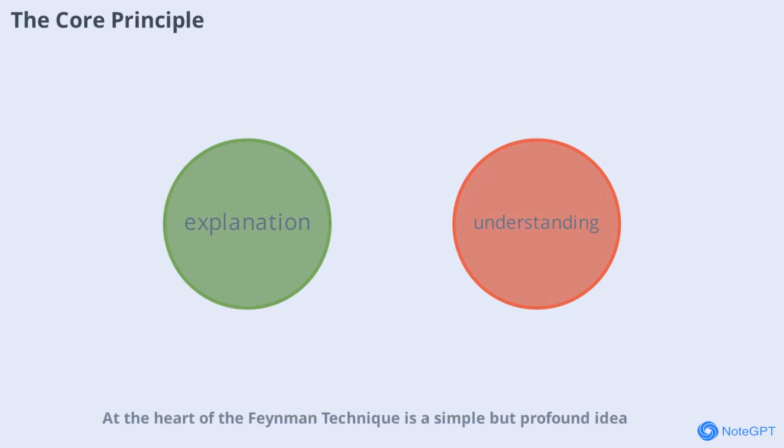The heart of the Feynman technique is a simple but profound idea. If you can't explain something simply, you don't understand it well enough. This principle pushes you to move beyond memorization. You might think you know a topic until you try to explain it to someone else. The act of explanation forces you to organize your thoughts, clarify confusing points, and spot gaps in your knowledge. This turns learning from a passive activity into an active process, where you build true understanding step by step.